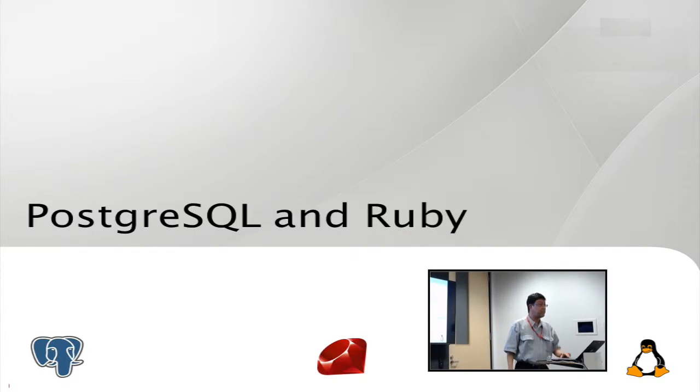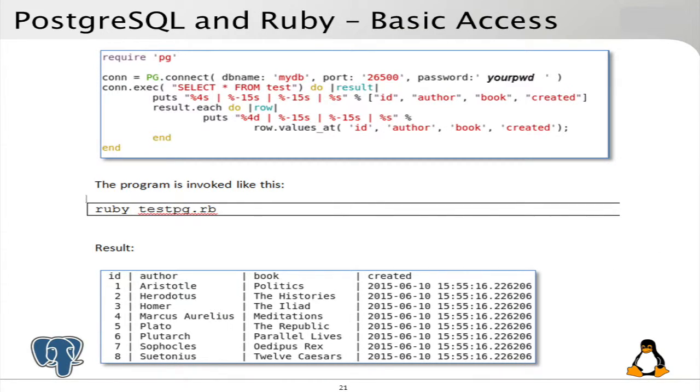How about Ruby and Postgres? I found that it's very easy to get access to a Postgres database from Ruby. Basically, we just install the PG library. From there, it's very easy to create a connection to a database using the database name, the port, the password, and then execute a query, and you get some results. So it's very easy. In less than 10 lines of code, you get some data coming through.